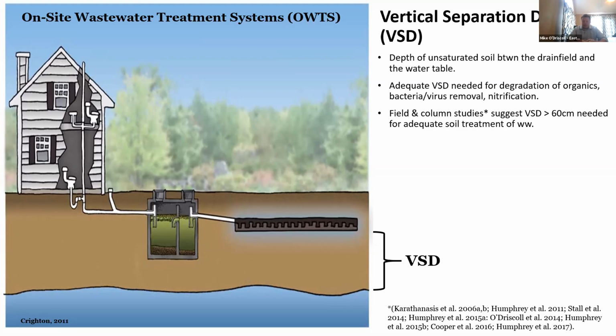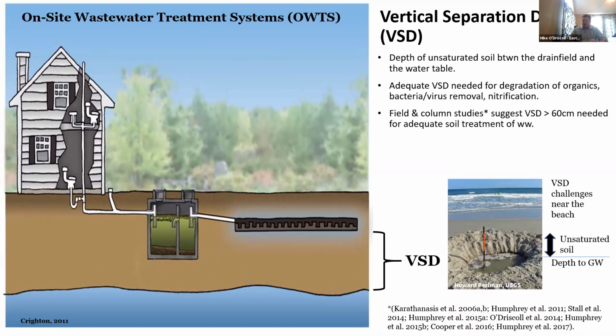What the field and column studies suggest is that for adequate soil treatment of on-site waste, we need about 60 centimeters or more of vertical separation distance. When we think about coastal areas, you can imagine that near the coast, the water table is a lot closer to the land surface, and this image shows that. So it's a lot harder to find areas with a very deep water table that would provide adequate treatment of the waste.